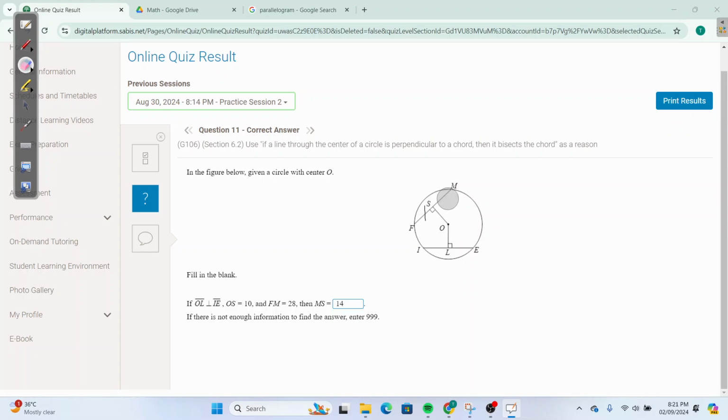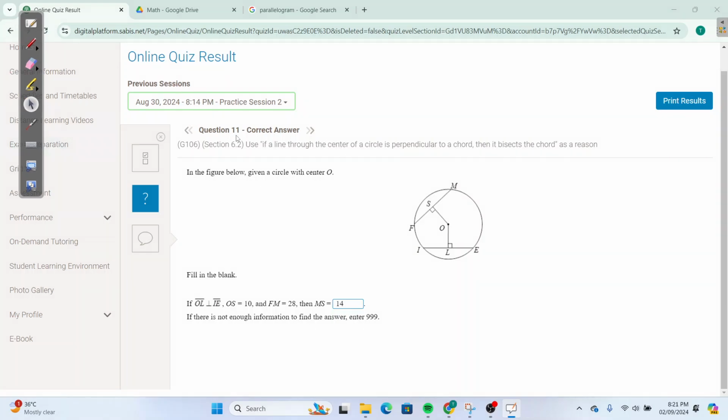So the rest of the given is useless apart from the value of the entire chord, which is FM. FM is 28, so this would be 14 and this would be 14. MS is what we want. MS is 14 because it's bisected, and that's our answer. Ignore OS, ignore the radius. You don't need it at all, and you need this to know that it is actually perpendicular.